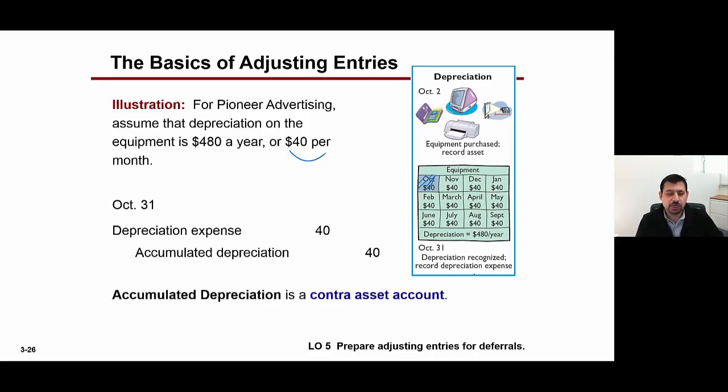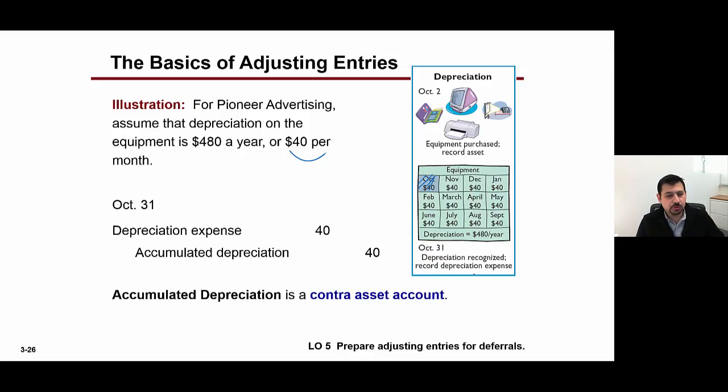Now, here accumulated depreciation is a contra asset account. Rather than crediting equipment directly, like we did with supplies expense, for example. We did supplies expense and we debited supplies expense and we credited supplies. In this case, we cannot credit equipment because that would violate the cost principle. Instead, we credit a new account that is called accumulated depreciation, which is a contra asset account. That's a credit account. And the way it acts is more or less in contrast with equipment.